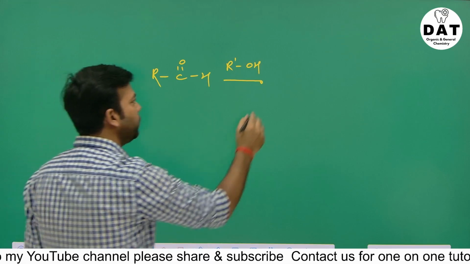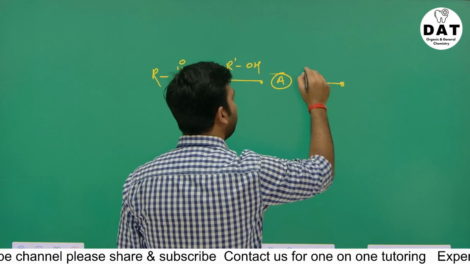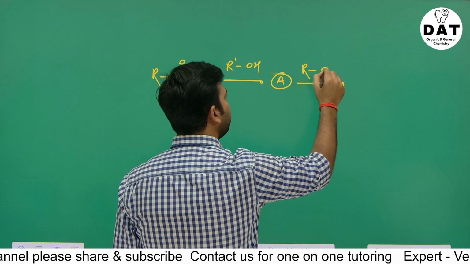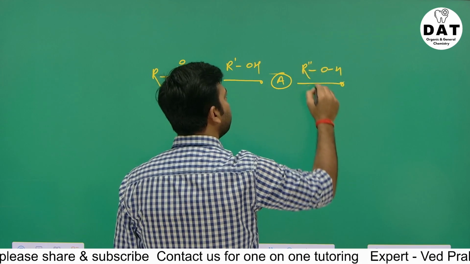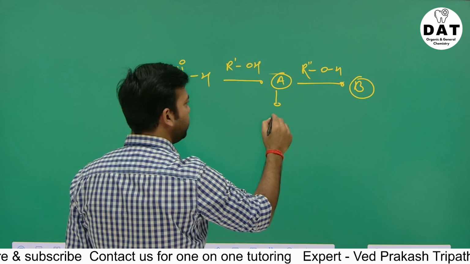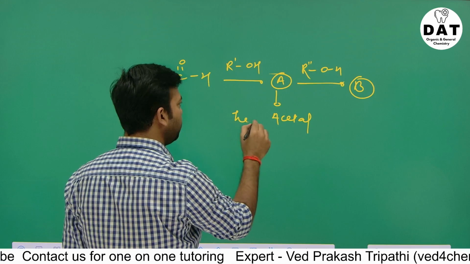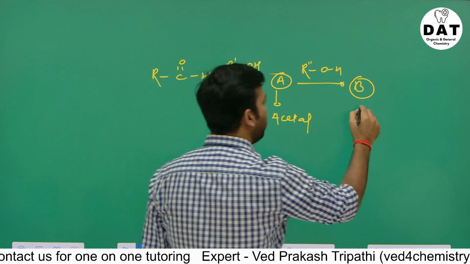First mole, okay, so it will form structure A, and if A is again going to react with alcohol, it will form B. So A is my hemiacetal and B will be my acetal.